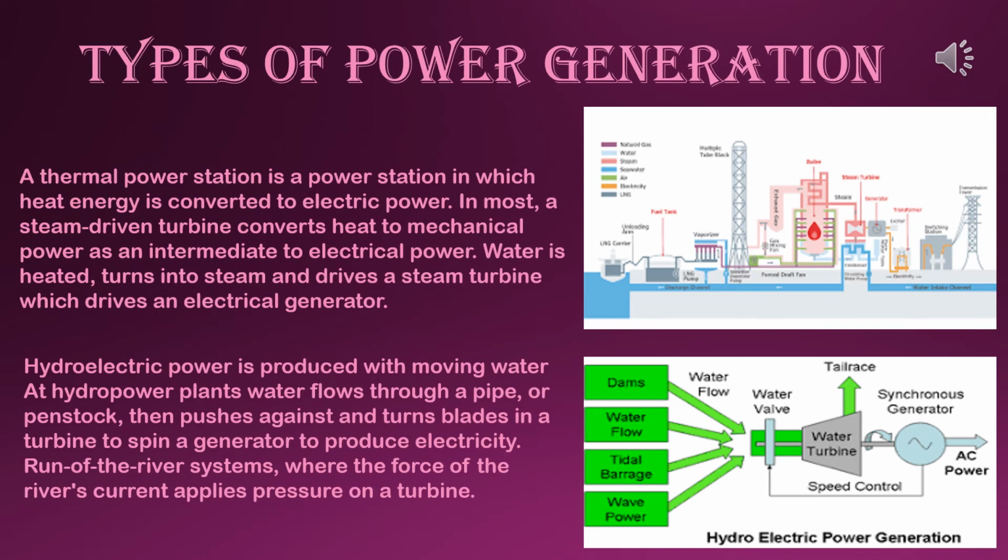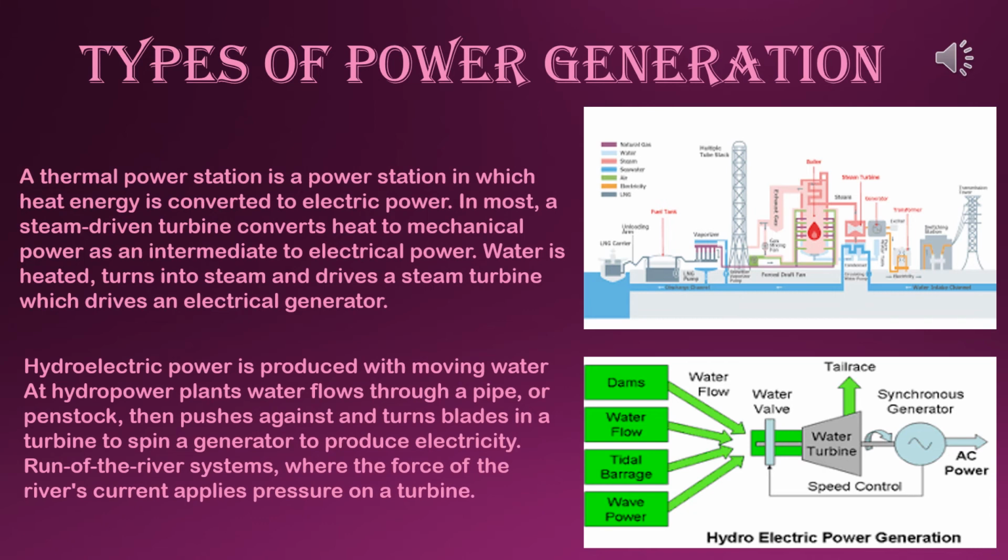The electrical energy is produced by burning fossil fuels such as coal, coke or oil like petrol, diesel, kerosene, etc. In West Bengal, there is a thermal power plant at Bandel. So a thermal power station is a power station in which heat energy is converted to electric power.